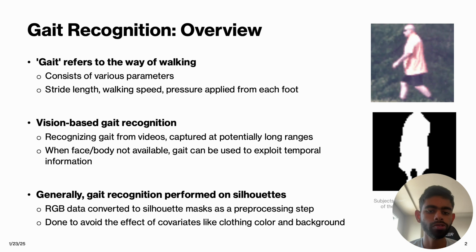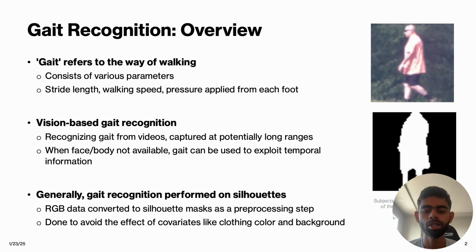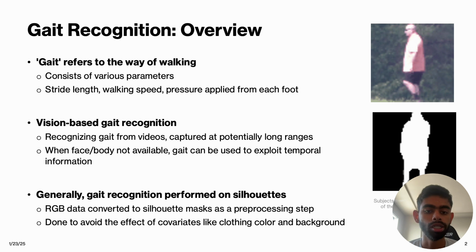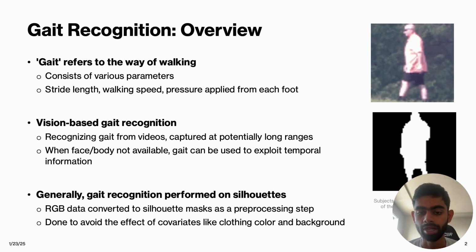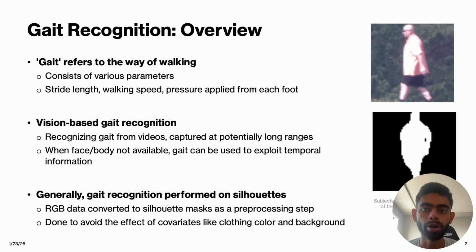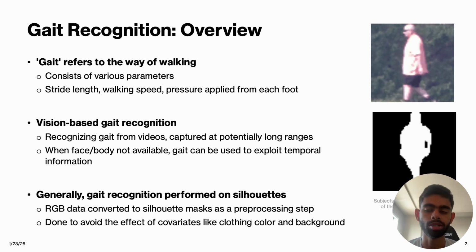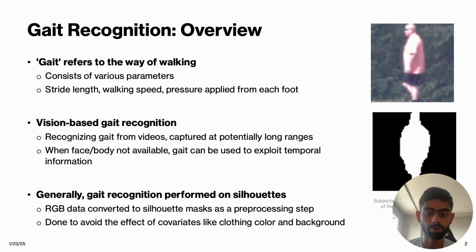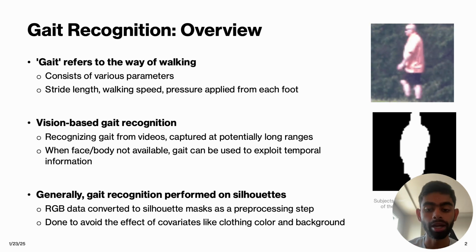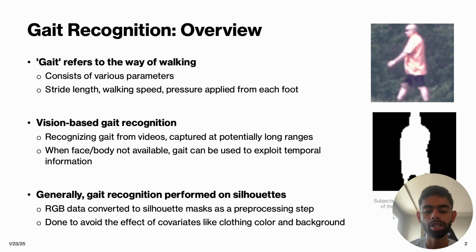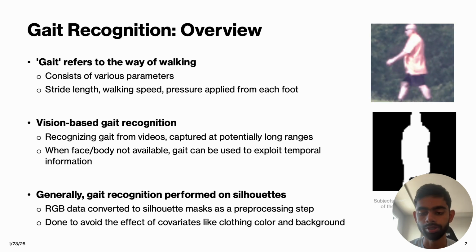The task we are solving here is gait recognition, which basically is a person re-ID task. Gait refers to the way of walking, and it consists of various parameters which we can measure through sensors. But vision-based gait recognition is a more practical approach to re-ID, where we just try to recognize the person from videos, which might be potentially captured at very long ranges. And when face and body are not available, gait can be a more practical approach for person re-ID.